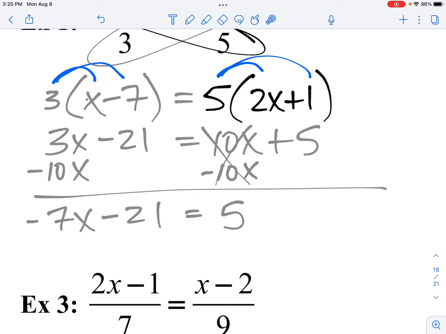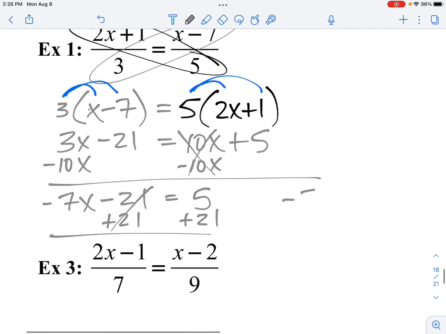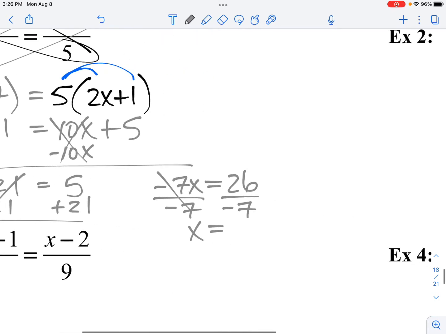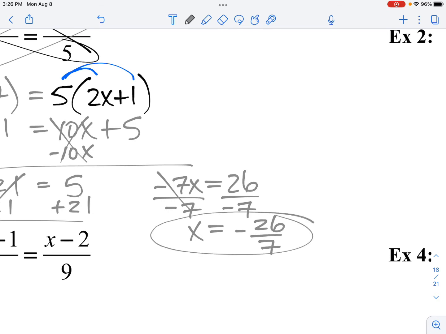I'm going to now take my opposite of negative 21, and I'm going to add 21 to both sides. And I'm running out of room, but that's okay. I'm going to write it over here. I have negative 7x equals, and I have 5 plus 21, which gives me 26. The opposite of multiplying by negative 7 is dividing by negative 7. That cancels my negative 7's, and I have x equals a really ugly fraction, 26 over 7. You can leave it like that, my friends.